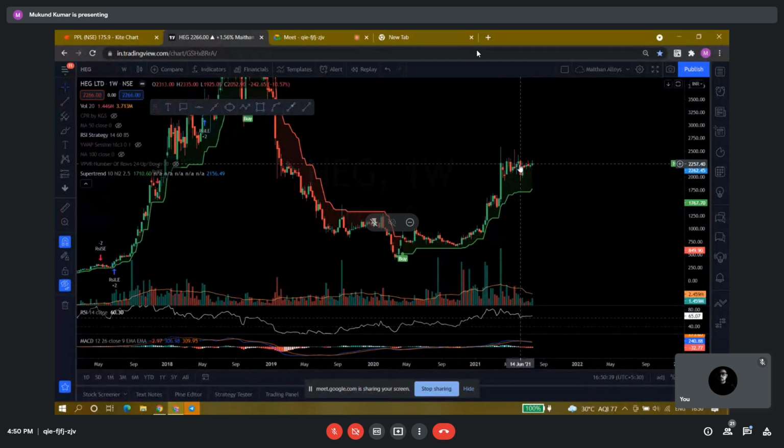So this is what we call an accumulation zone. The big players are accumulating in a range, and once we get a breakout out of this range, we will obviously get a very good movement if the volume is supported. Cool.